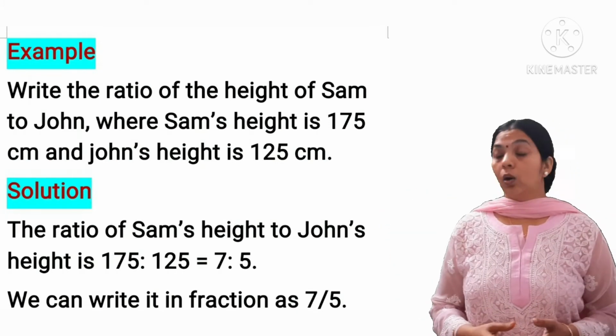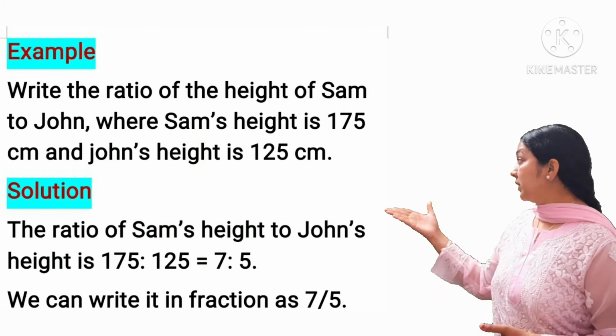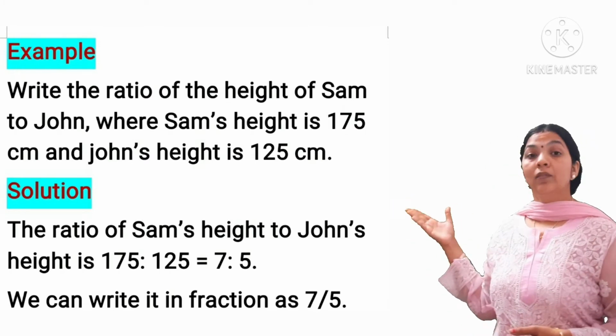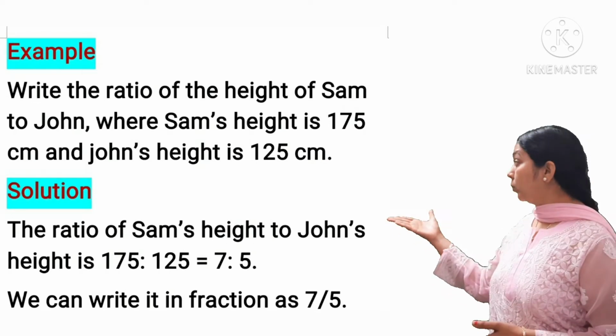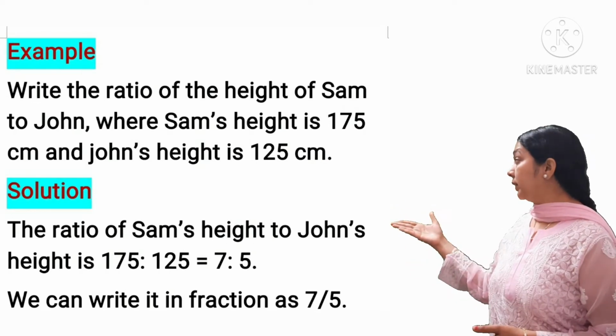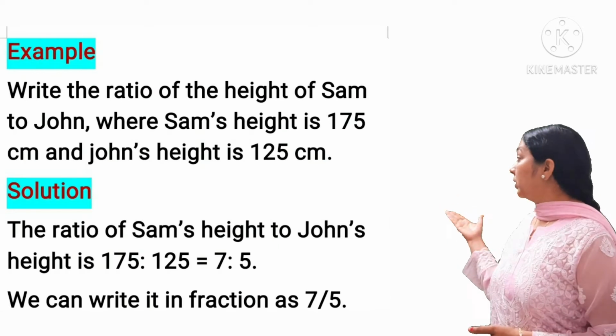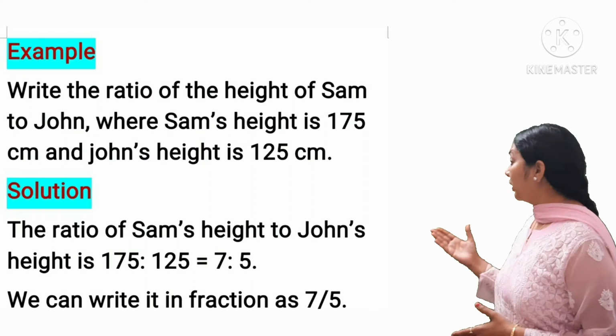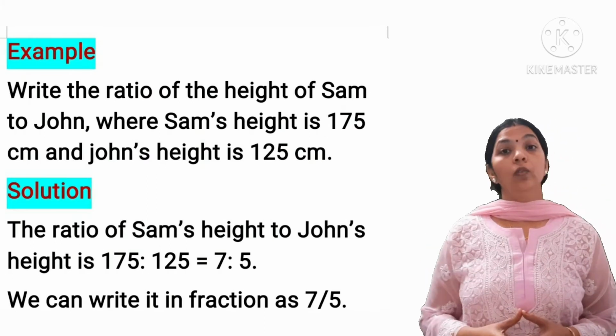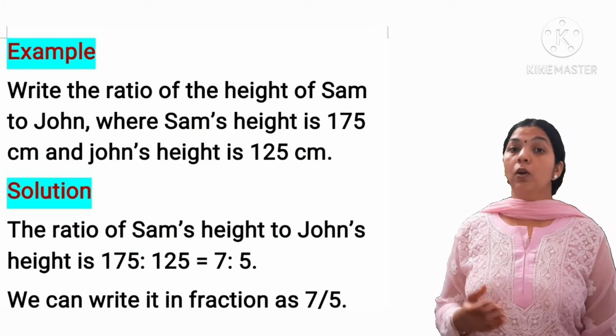Now, here you can see that 175 and 125 have an HCF, or common factor, of 25. So we can remove the common factor and it can be written as 7:5. And in the form of a fraction, it can be written as 7/5. So this is how we can write the ratio in the form of a fraction also.